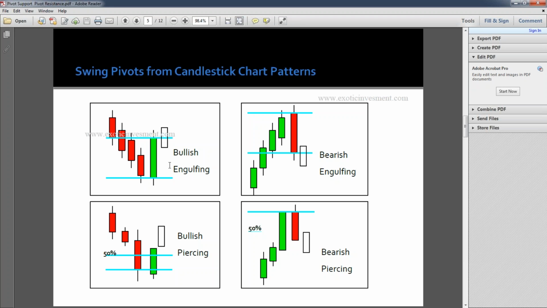It will not have anything left in the previous candle. So it will cover the top to bottom, and it may or may not cover the previous candles as well.